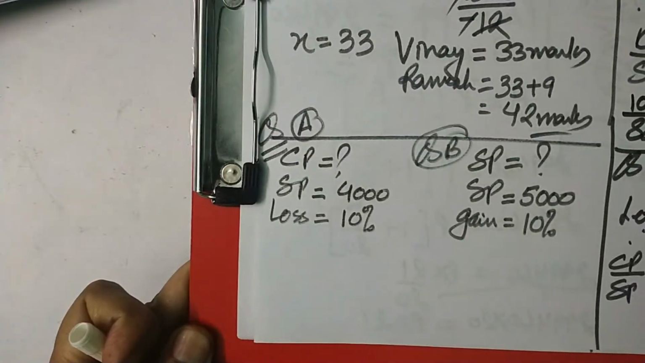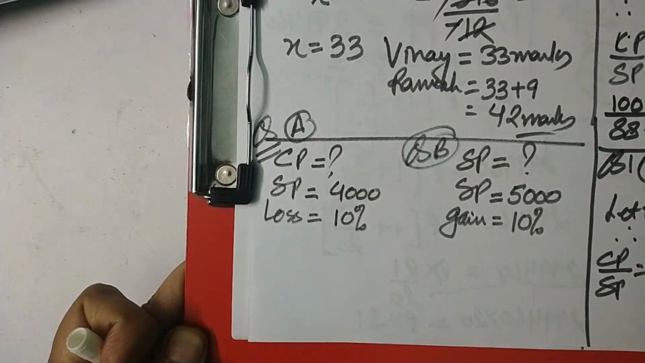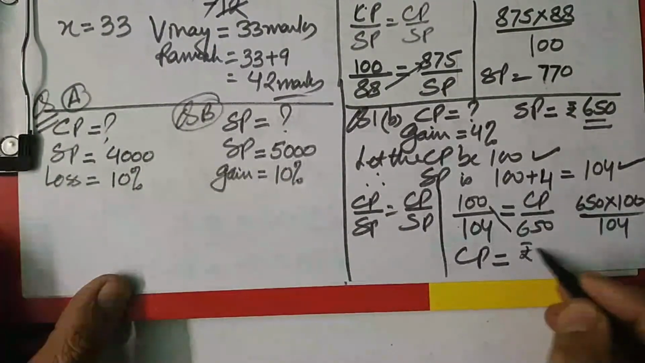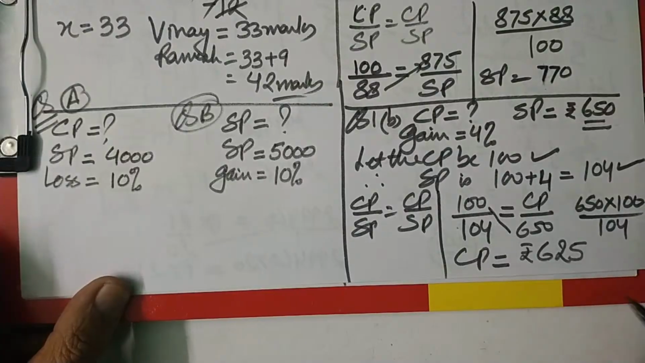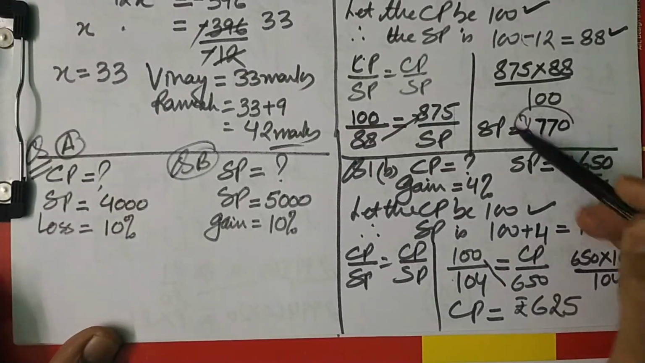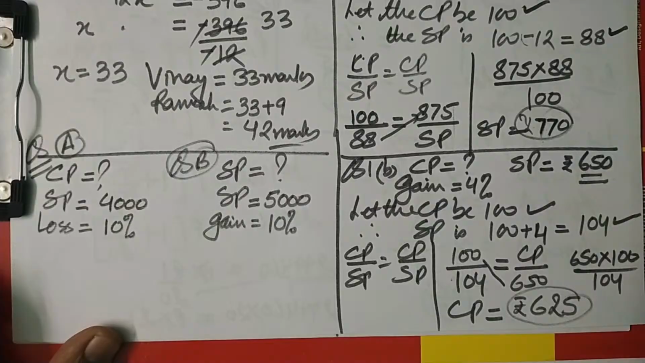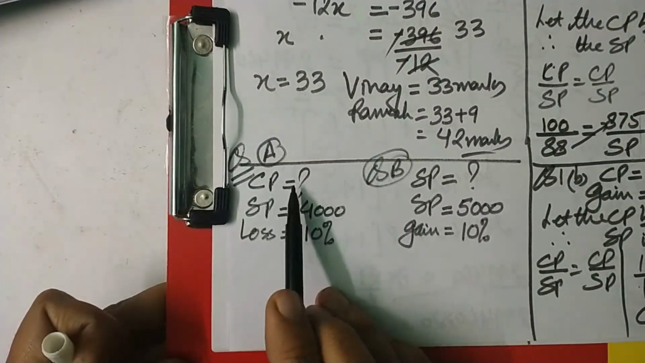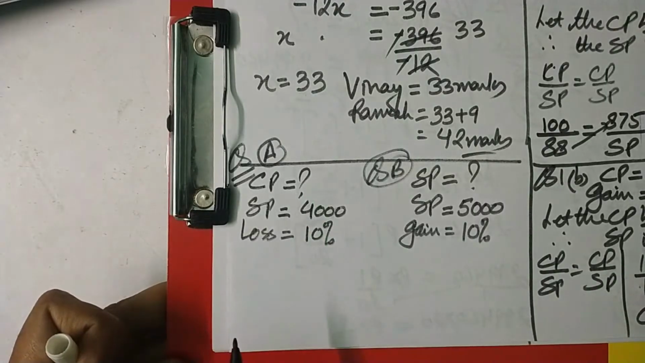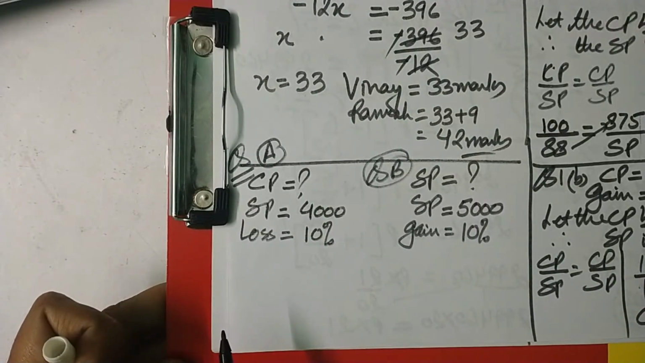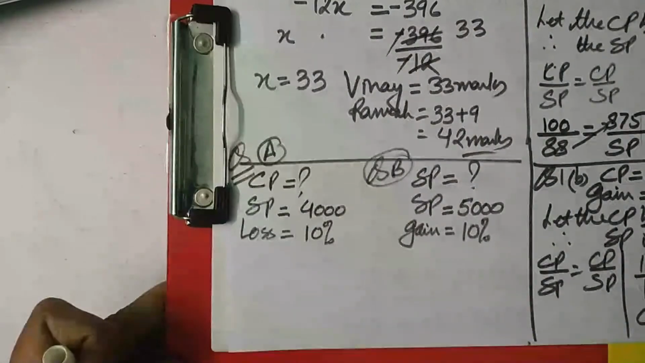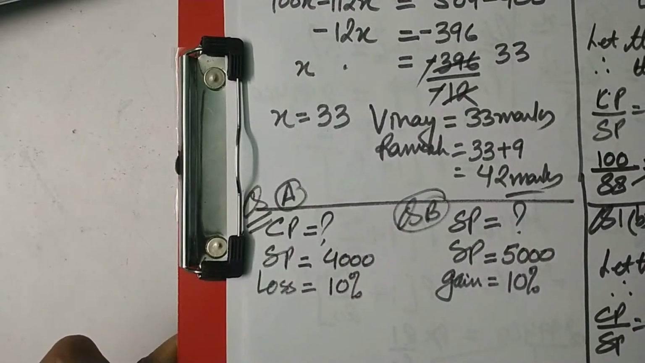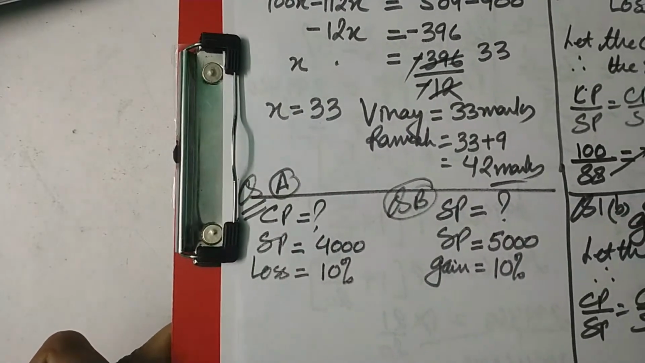Where there is gain you will do plus. 625. Okay, you got the answer. CP is rupees 625. So you have got two answers, one here, one here. So you have to find CP in this case. Yes, right, 625. Now you can note down these two questions to understand the concept or practice and then try to do them.